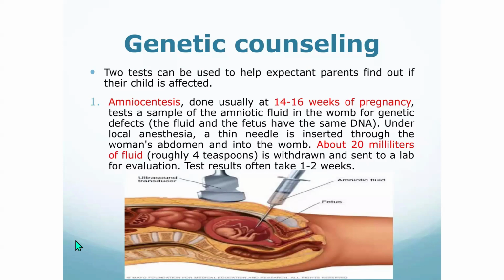Of course, amniocentesis is usually done when the pregnancy reaches 14 to 16 weeks. A sample of amniotic fluid in the womb can be collected for the genetic defect. The fluid and the fetus have the same DNA, so if you collect the amniotic fluid, you can test for the DNA.